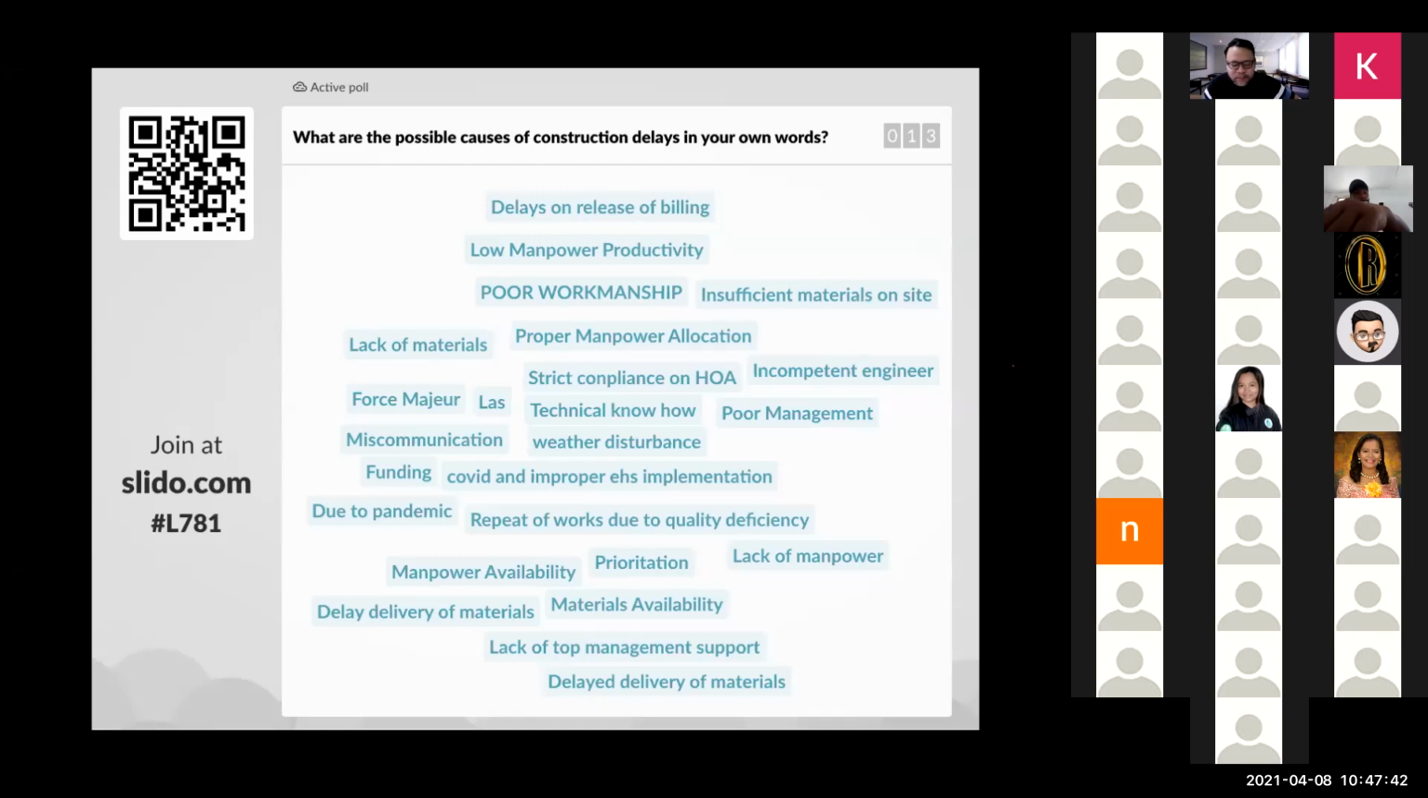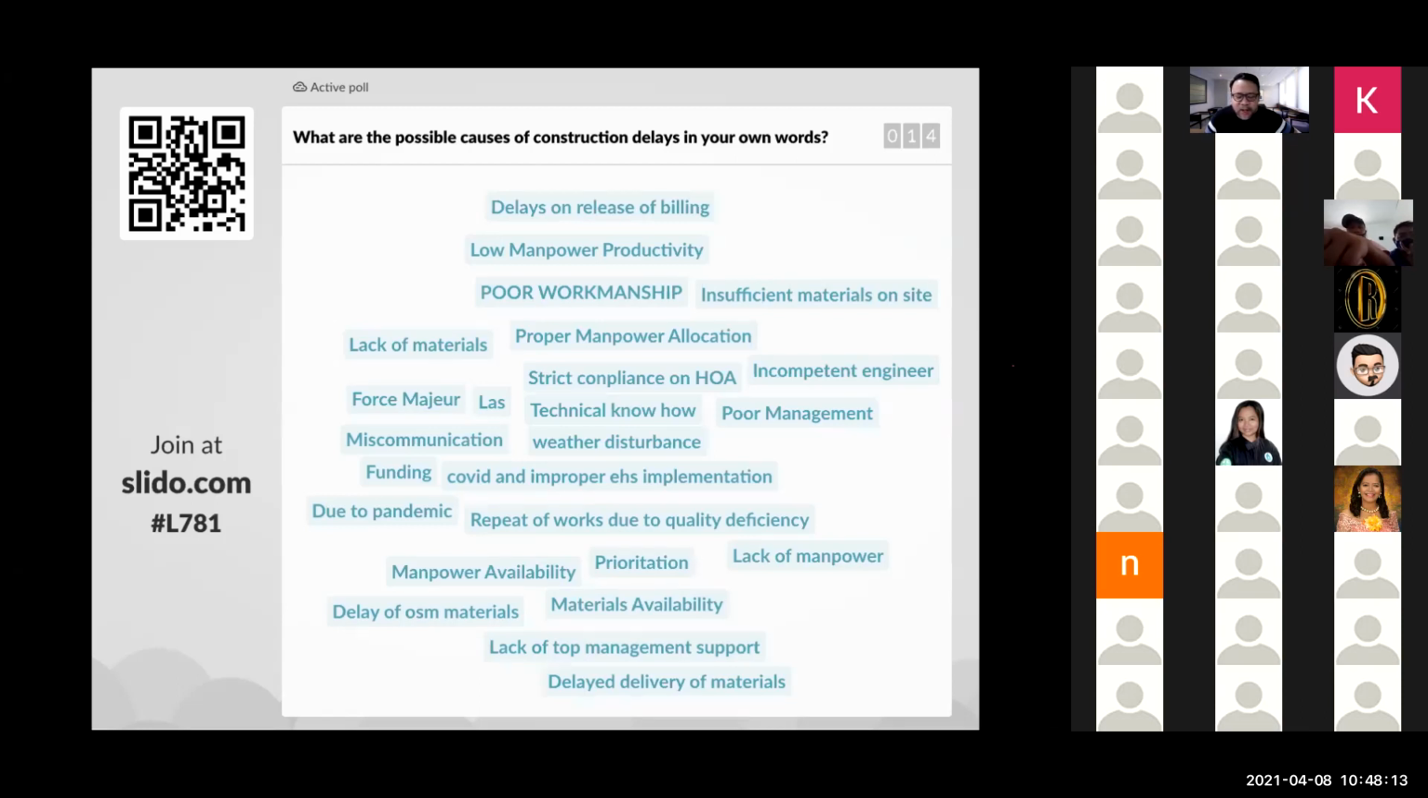Weather disturbance, miscommunication, yan ang sinasabi natin sa framework natin kanina. We need to connect and communicate. So miscommunication, yeah. Sa bagay, kung miscommunication nga naman yan, madidelay nga, no? Prioritization. Yes, okay. Prioritization. Technical know-how or knowledge. Yes, very good. Delay of OSM materials. If there is an OSM, yes. Strict compliance and HOA. Well, sige. Pero ang ganda ng mga words, no, na nagagawa natin.